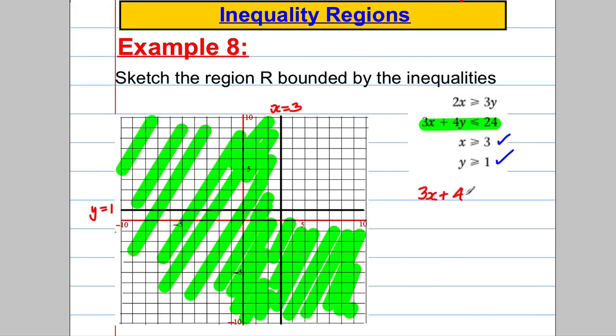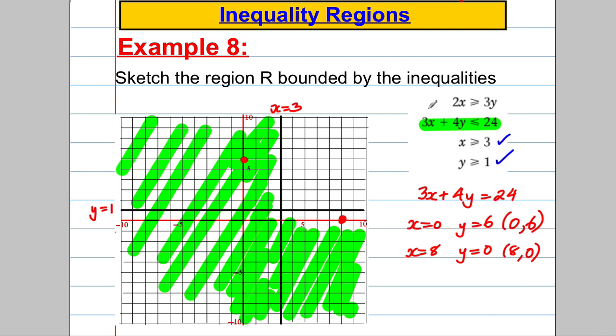3x add 4y is equal to 24. Let's try and draw that one. Now if I let x be 0, I'd have 4y is 24, so y would be 6, so I'm going to plot 0, 6. On the other hand, if I let y be 0 here, 3x would be 24, so x had to be 8. So I'm going to plot 8, 0. So 8, 0 will be here, and 0, 6 is going to be there.